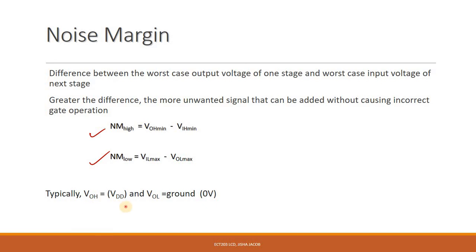Typically, VOH, the output high, is VDD. In case of TTL, what was VDD or the supply? In case of TTL, the supply was equal to 5 volt. And VOL is equal to ground, which in case of TTL was equal to 0 volt.